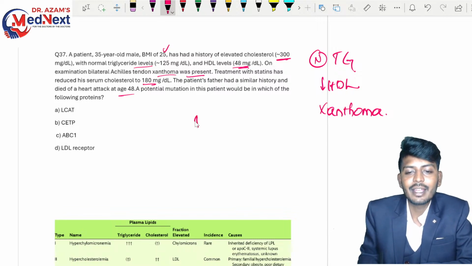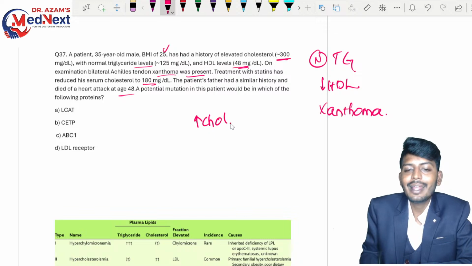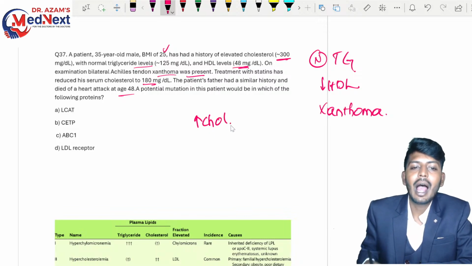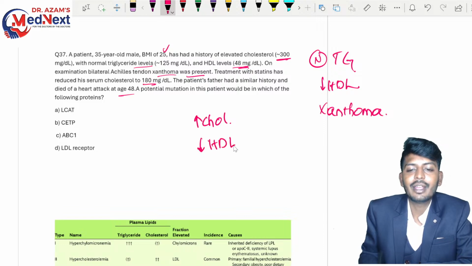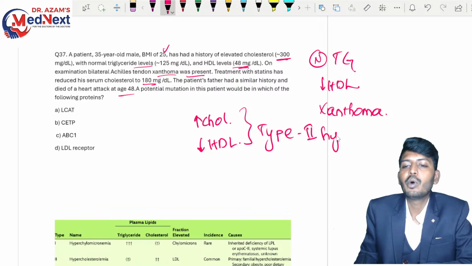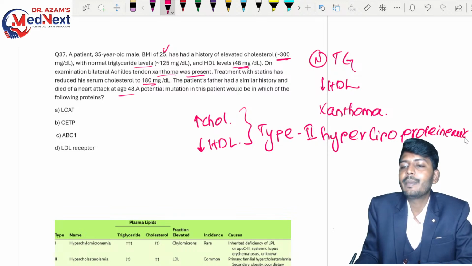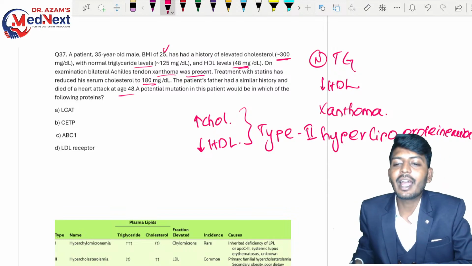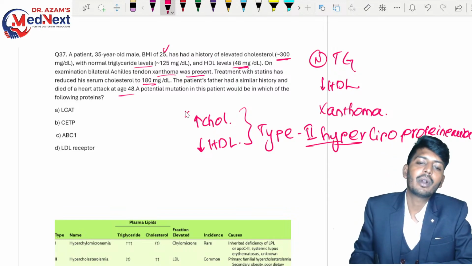First understand, there is an increase of cholesterol, and also there is a decrease of HDL. It is highly likely a type of type 2 hyperlipidemia. Type 2 hyperlipoproteinemia, familial hyperlipoproteinemia. Familial hyperlipoproteinemia is very important under type 2.